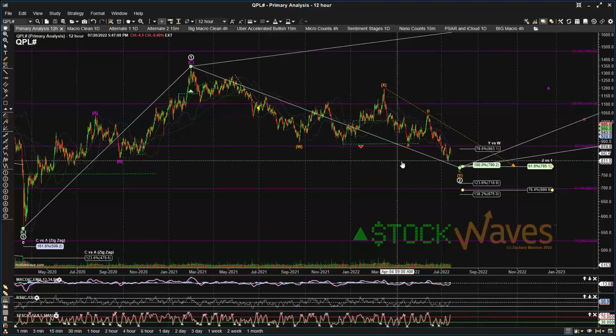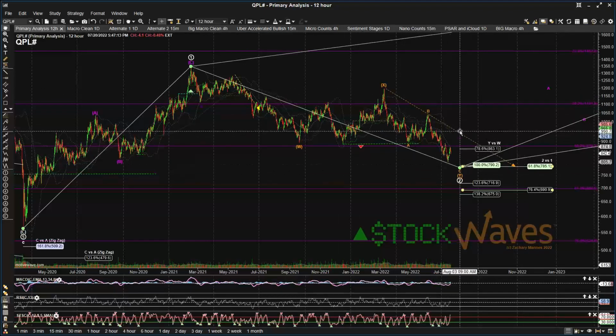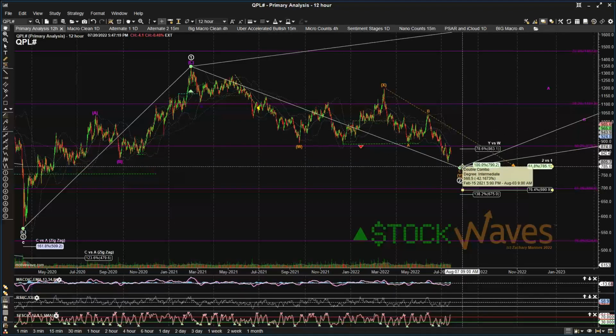So while it's possible that this is going to try and act like a bottom, I think until it gets over the 960 region, you have to still be on the lookout for a drop down under 790.